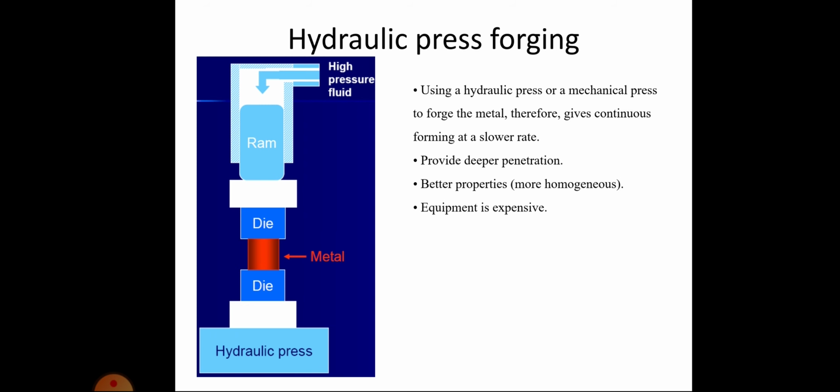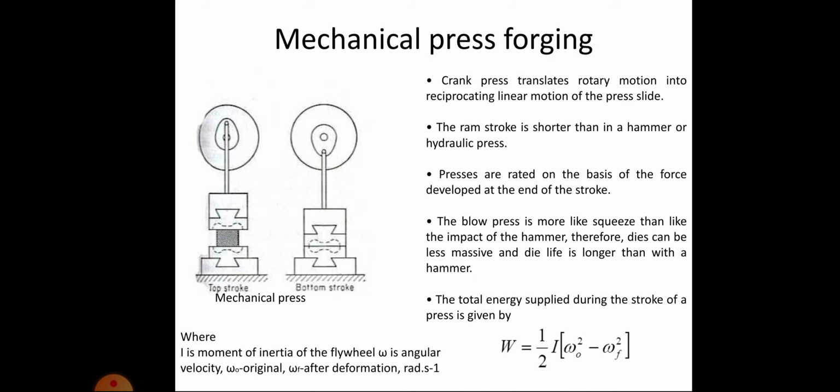Next one is mechanical press forging. Here there is a crank arrangement. The crank press translates rotary motion to reciprocating motion of the press slide. The ram stroke is shorter than in a hammer or hydraulic press. The presses are rated on the basis of the force developed at the end of the stroke. The blow in a press is more like a squeeze than like the impact of the hammer. Therefore, dies can be less massive and die life is longer than with a hammer.